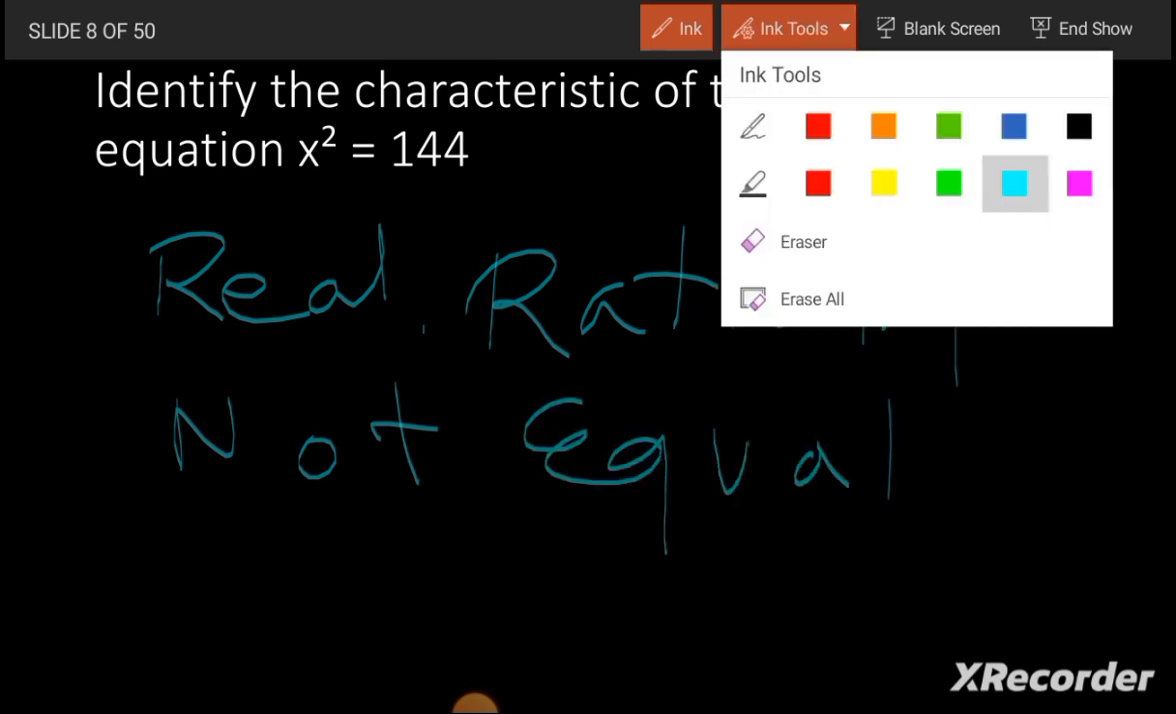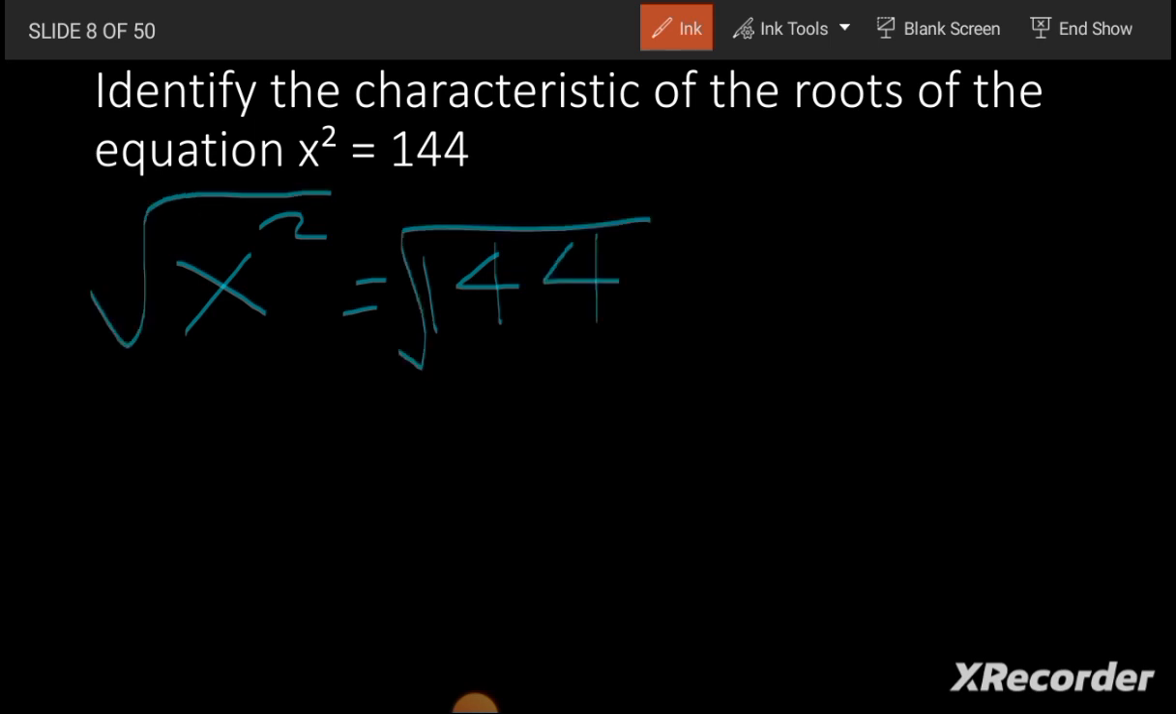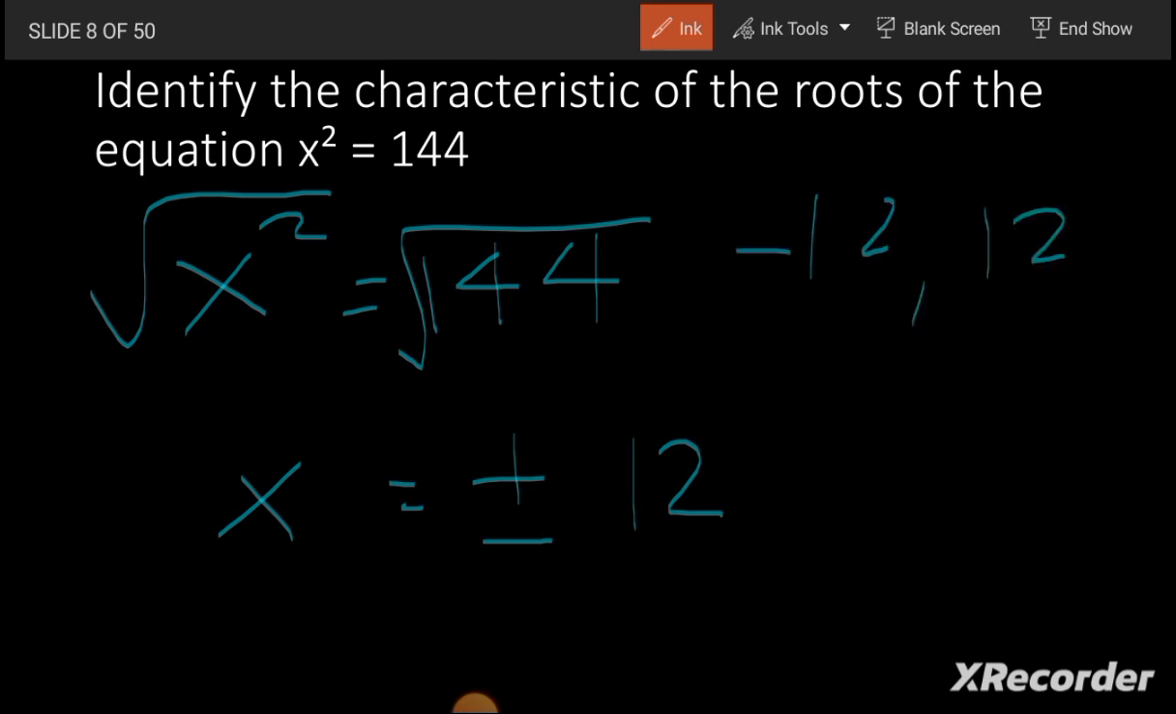And this makes sense because if we extract the square root of both sides to solve for the roots of this quadratic equation, then we have x equal to positive and negative 12. So the roots are positive 12 and negative 12. Real numbers, rational because they can be expressed as a quotient, and they are not equal. Take note that negative 12 is not equal to positive 12.